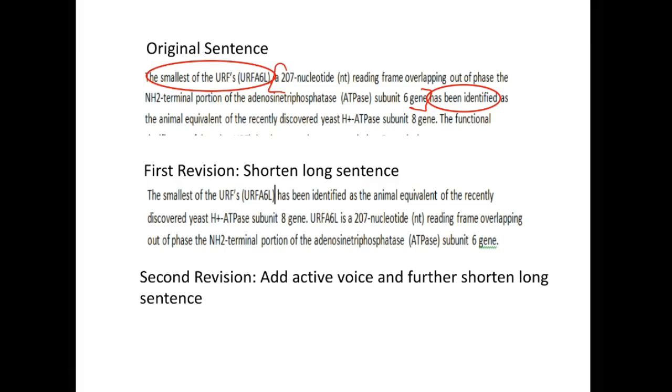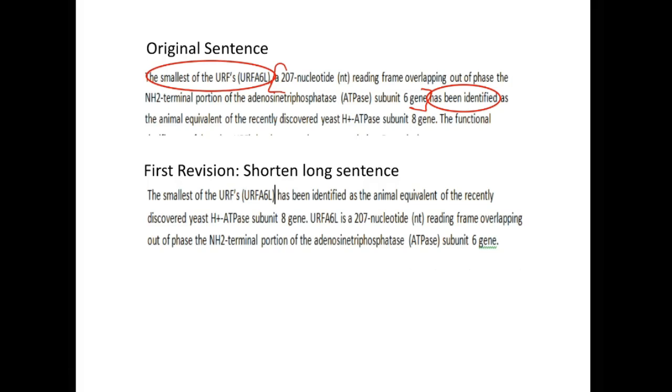And so what I've done in the second sentence is use the information that was in what I call an insertion, an insertion between the subject and the verb. I use that as my second sentence and say, URFA6L is a blah blah blah nucleotide reading frame, and so on and so on. So I make two sentences out of it. I shorten this one by making two sentences out of it.